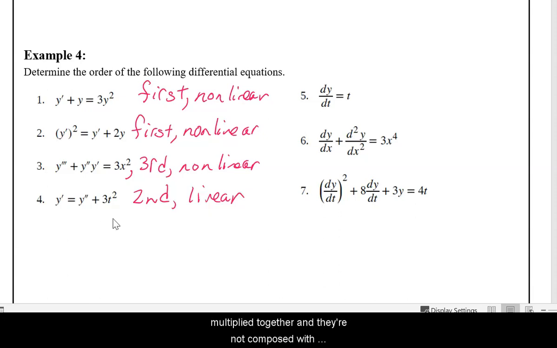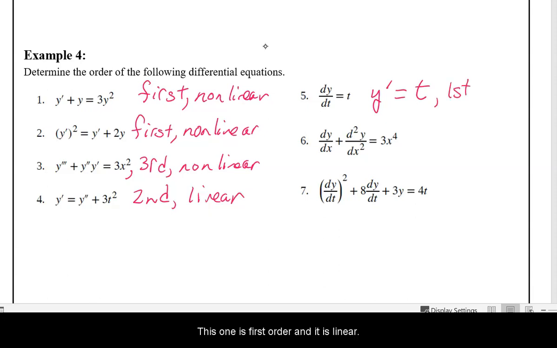They're not multiplied together, and they're not composed with each other, so it is linear. Let's look at the ones on the right. Note that we have dy dt written here. Remember, this is just a different notation, and you could, of course, replace this with y prime equals t. This one is first order, and it is linear. We do not again have y prime multiplied by any of the other derivatives of y, including y itself.